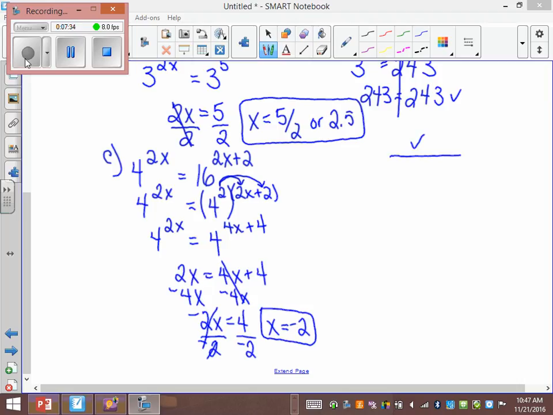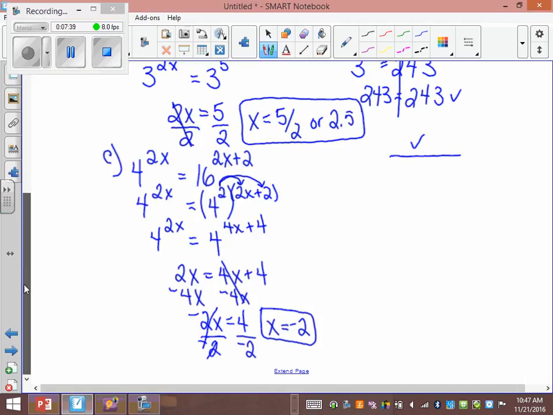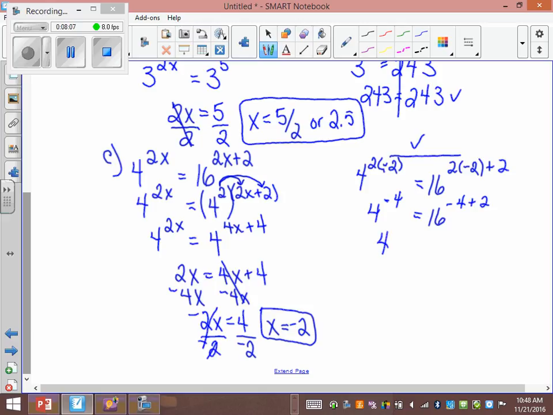So I plug it into the original. The original written for you would be typed on a test. So I'm going to get 4 to the 2 times x, and x is negative 2, equals 16 to the 2 times negative 2 plus 2. So I'm going to get 4 to the negative 4 equals 16 to the negative 4 plus 2. So I'm going to get 4 to the negative 4 equals 16 to the negative 2.